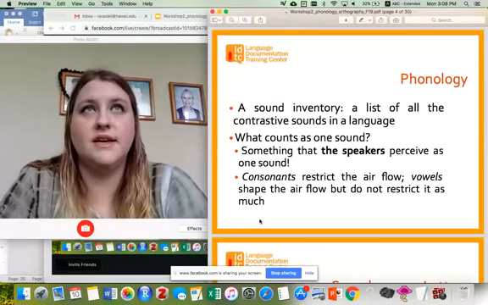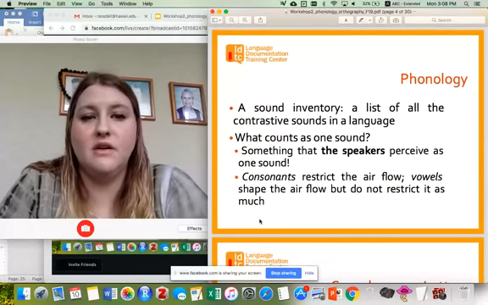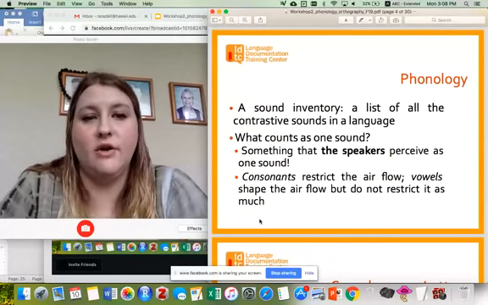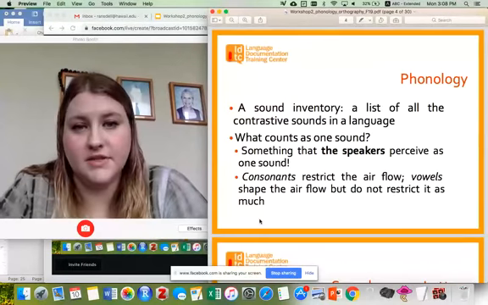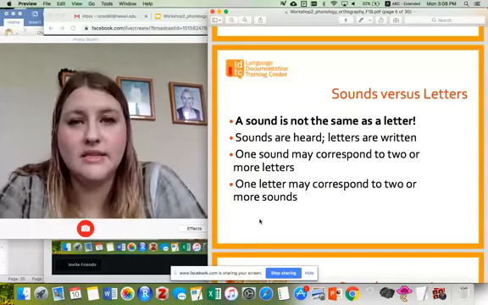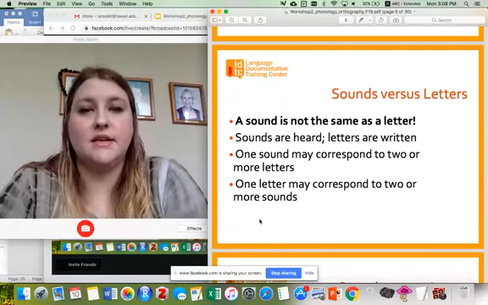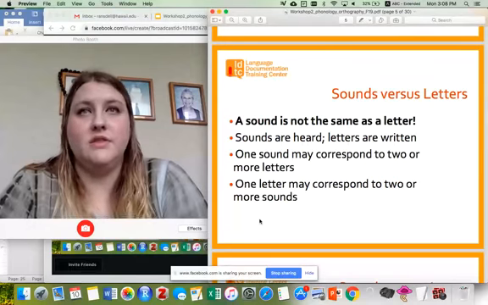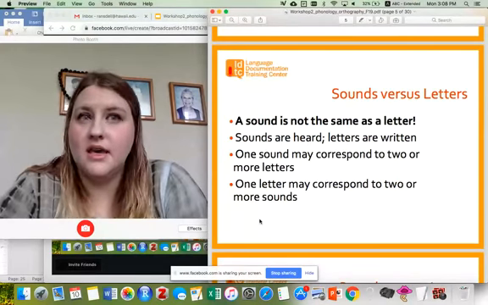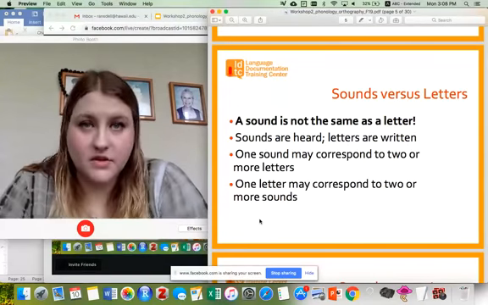Consonants are sounds that restrict the airflow through your mouth and nose, and vowels shape and change the airflow, but don't usually restrict it as much as a consonant. An important aspect of this concept is that a sound is not the same thing as a letter. A letter is something in the written language, something that you will see, whereas a sound is something completely different. It's something to do with the spoken language.